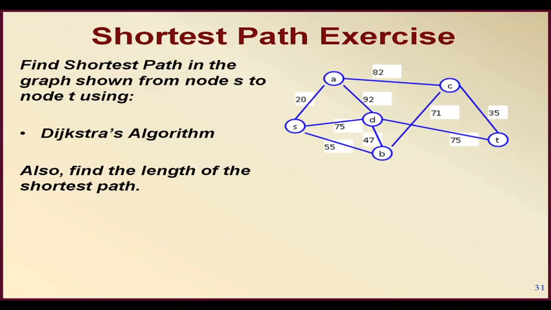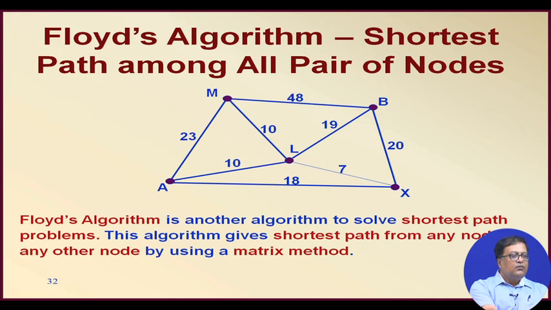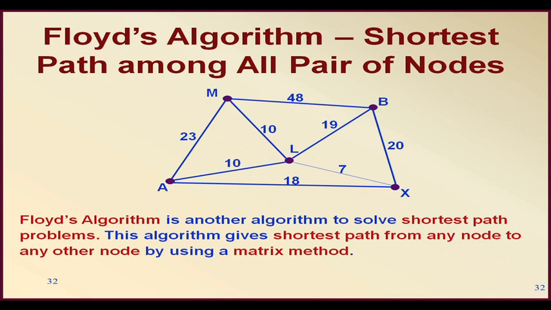But we discuss now what is known as Floyd's algorithm. Essentially, the idea is that by this method, using a matrix method, we can find out the shortest path from any node to any other node, right. So, that is the algorithm known as Floyd's algorithm. How do we do that?